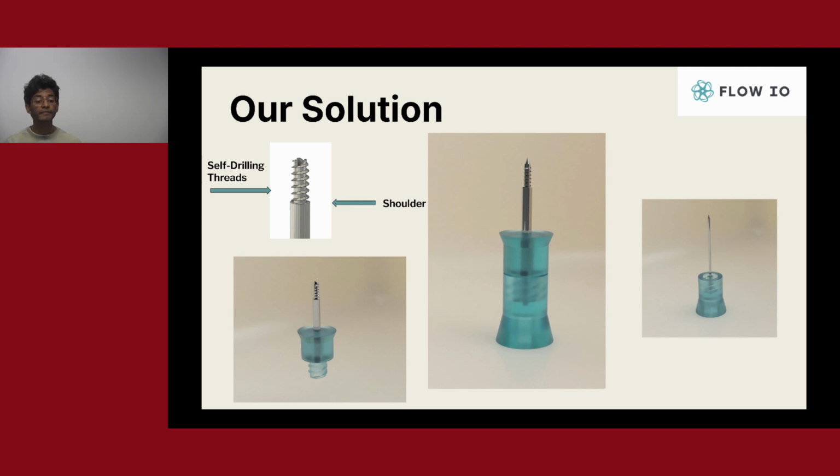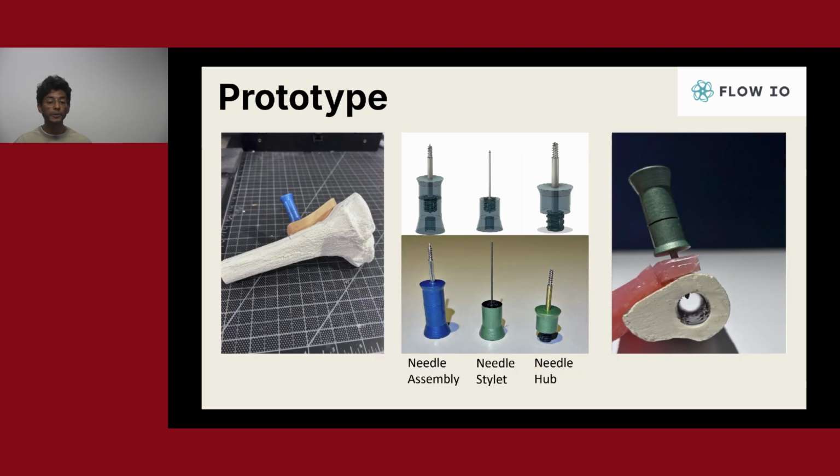To address the second problem of needle displacement, we added self-tapping threads to the front portion of the needle. Once the threaded section is fully inside the bone, the shoulder will rest on the cortical bone layer to prevent any further drilling. To go further into our solution, we have a two-port design consisting of a hub and stylet similar to the current products on the market to make it super easy to use without any additional specialized training. I'll walk through how you can use this needle.